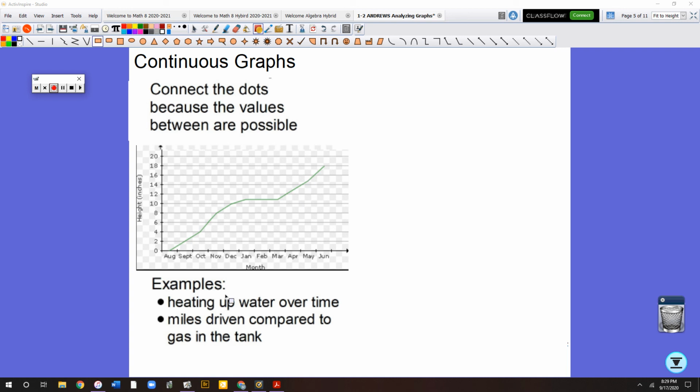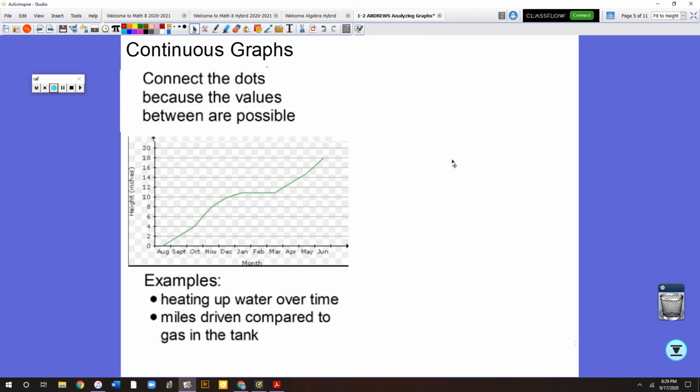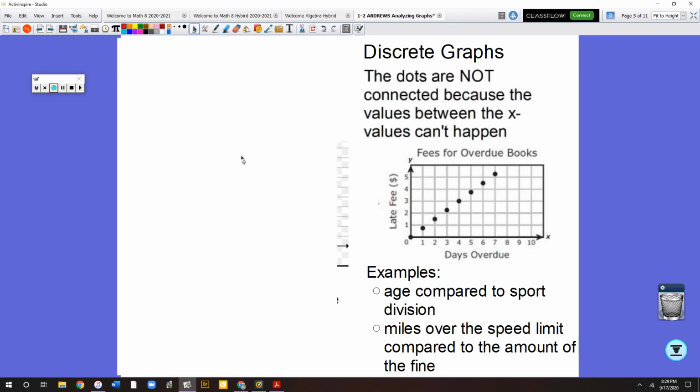Miles driven compared to gas in the tank. Here again, you're losing your gas little by little by little. It doesn't disappear in big chunks separately. It's easier to think about it when we talk about discrete graphs, which is the other kind. Okay, discrete graphs are when we plot the data, but we would not connect the dots. Okay, the values that are in between the x values can't happen.